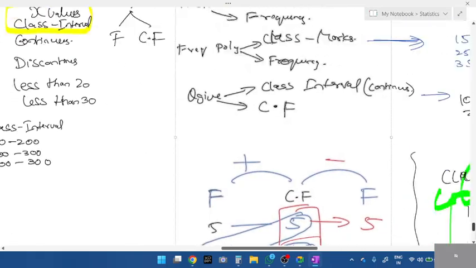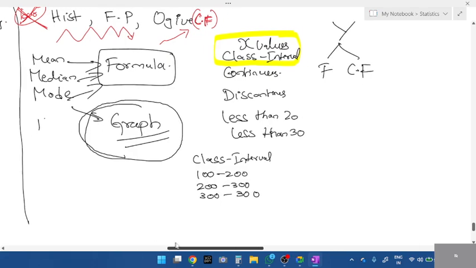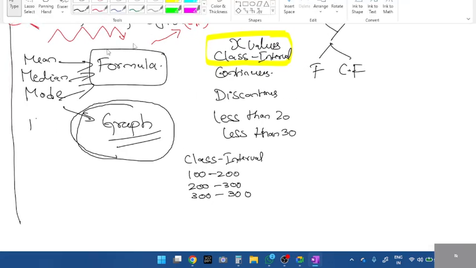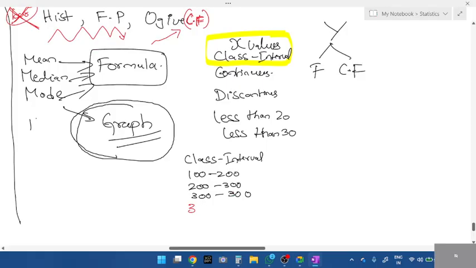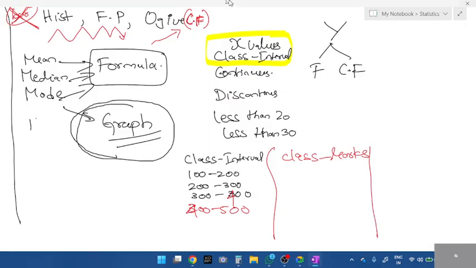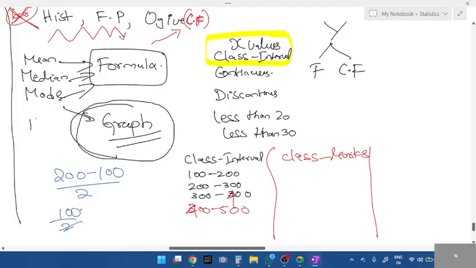Respond. I need you all to respond. Interval meaning is you need upper limit, lower limit. What about class mark? Need the middle value. Remember the difference between class interval and class marks. Class marks meaning the middle value. How do you calculate middle value, students? Subtract both. 200 minus 100 divided by 2. What is 200 minus 100? 100 divided by 2 is 50. What do you do with this 50, students? What do we do with 50?